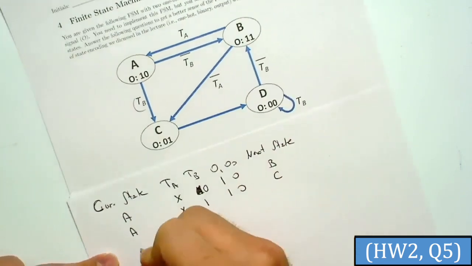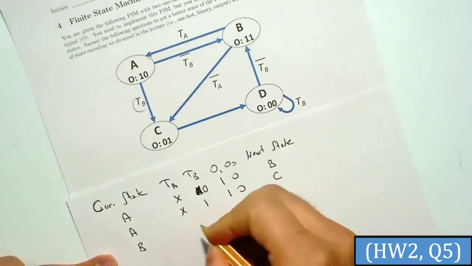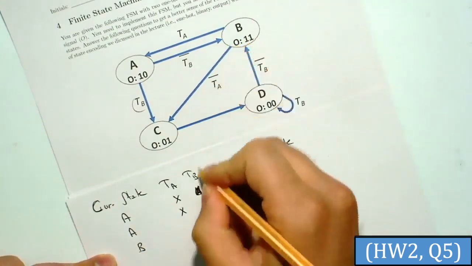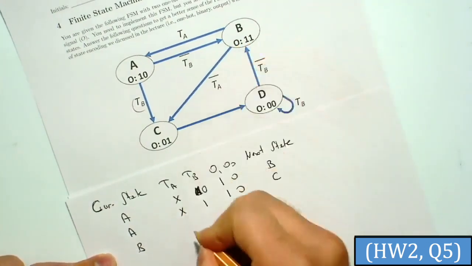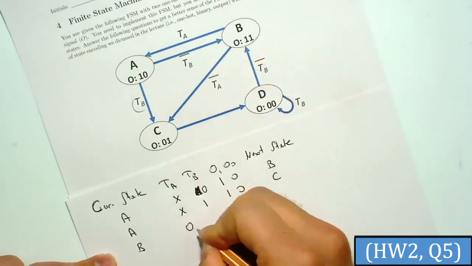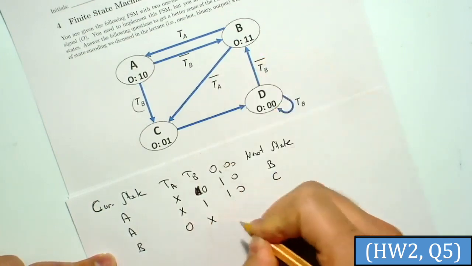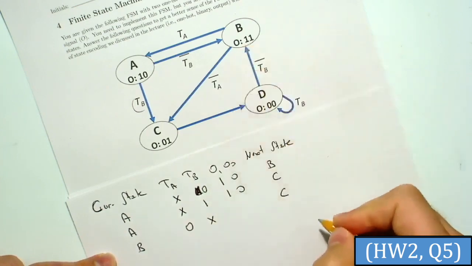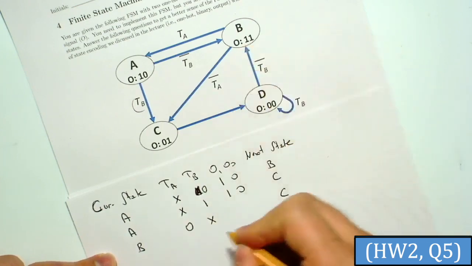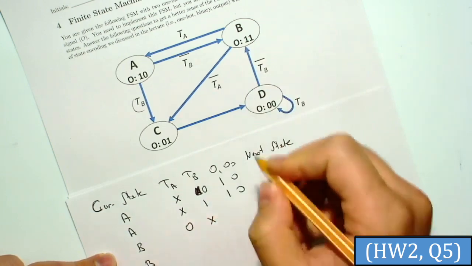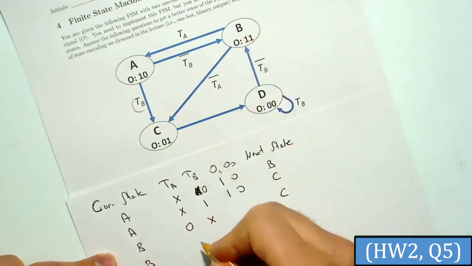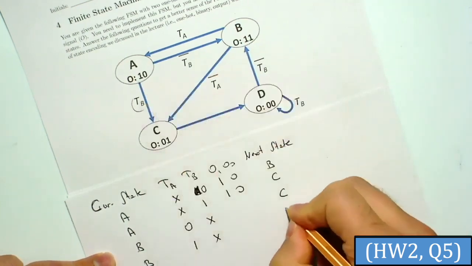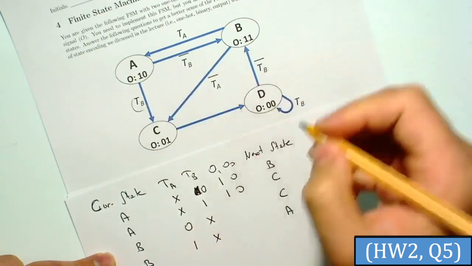For state B, if I have 0 for TA, then I'll visit C, and this means 0 and don't care for TB. Again for B, if I have TA 1, don't care for TB, then I'll visit A, and the output will be 1, 1.